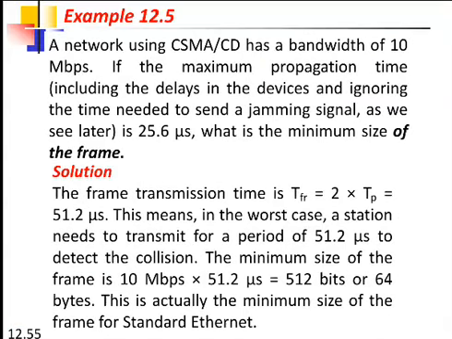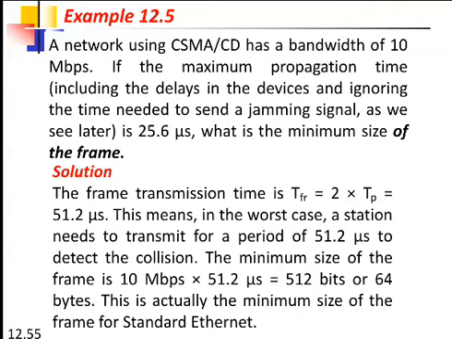Let us see a problem here. In CSMA/CD, the bandwidth is given as 10 Mbps. If the maximum propagation time is 25.6 microseconds, what is the minimum size of the frame? Here we know that in CSMA/CD, the main thing to be remembered is the frame transmission time. The frame transmission time should be equal to 2 times the maximum propagation time. That is what we had discussed.